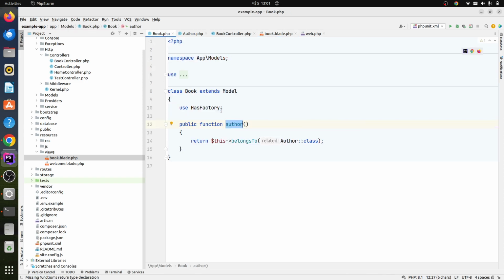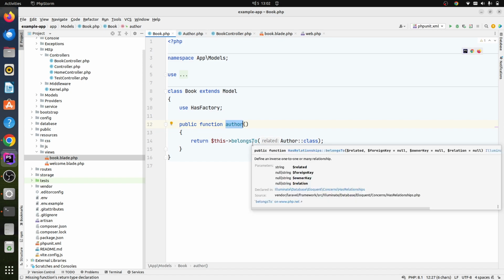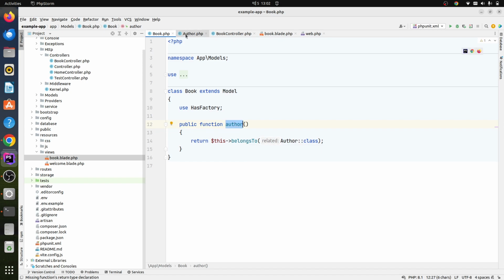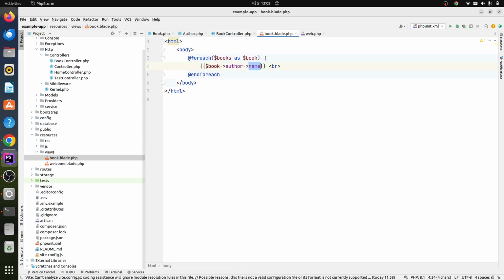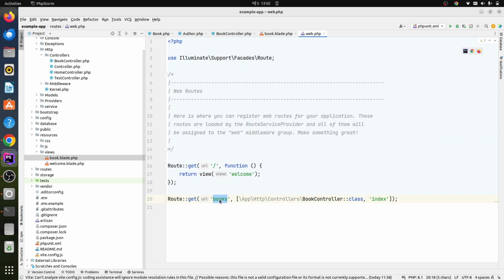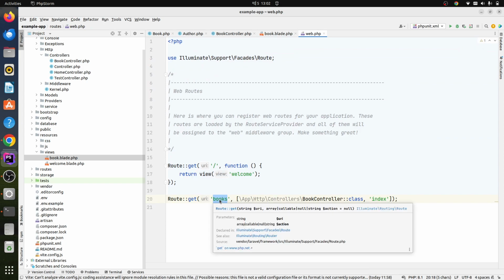Let's go into this book model and we can see we have a relationship author, right? And in the author we have a has-one relationship with the book table, and in this book controller we are fetching all of the books and sending them to our book blade file, and we have the endpoint books for this one, right?